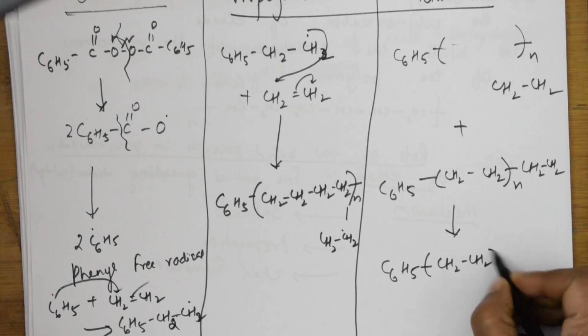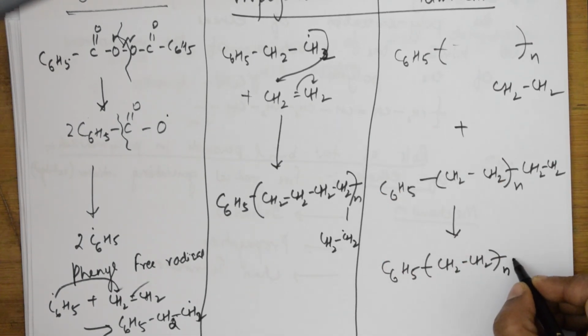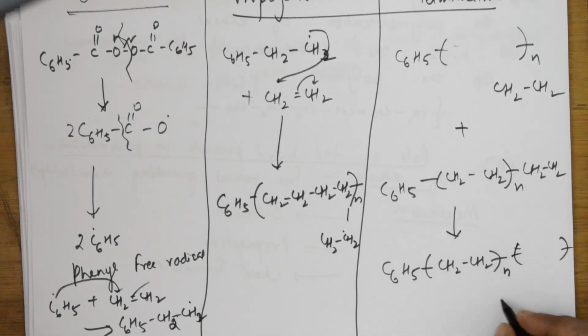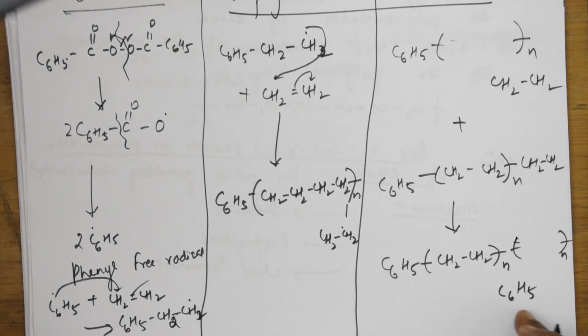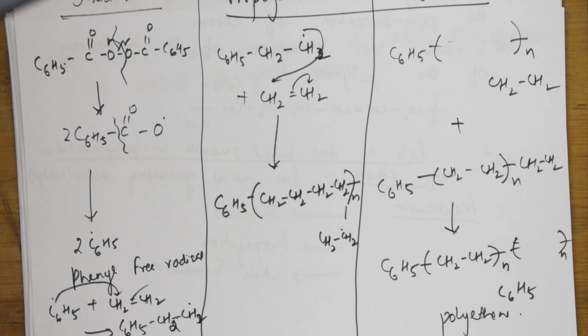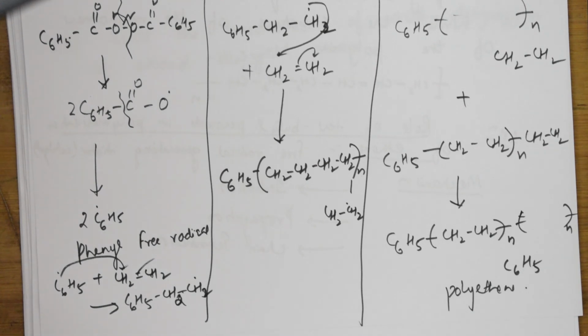CH2, what did I do? C6H5, CH2, n, done, right? And this chain again continues, and finally I'm writing the same thing, and finally it will end with CH2 n. This will be n. So here also C6H5, here also C6H5, I get polyethene, done. So this is the free radical mechanism of benzoyl peroxide. I have shown it for benzoyl peroxide. You can practice it for tertiary butyl peroxide.